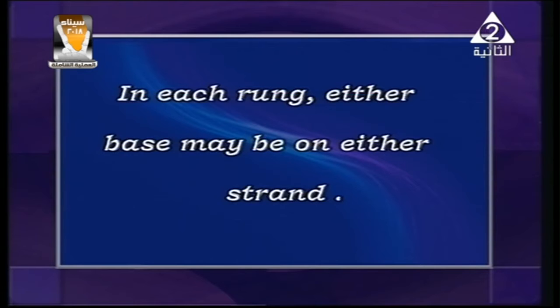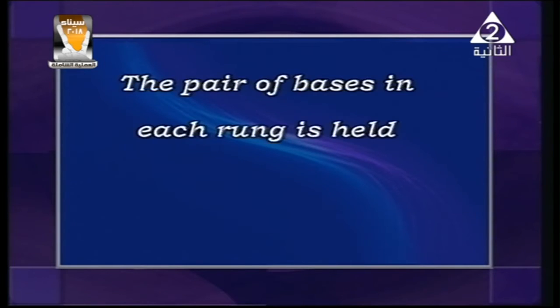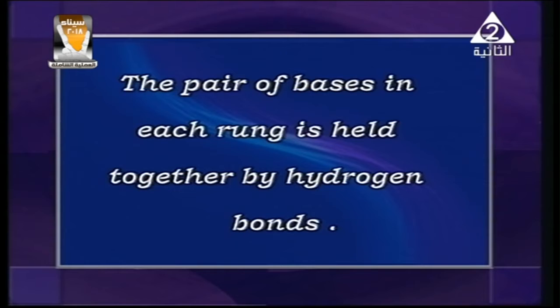In each rung or each step, we have a base on either strand, the same strand. So we have here a ladder. The two sides of the ladder are a sugar and phosphate group, while the bases are composed of what? The nitrogenous bases. They are linked together. The pair of bases in each rung, in each step, is held together by hydrogen bonds. So we have inside the structure of DNA the hydrogen bond.